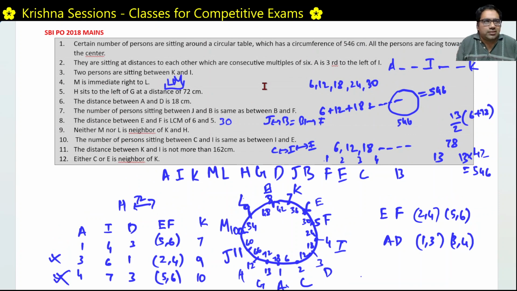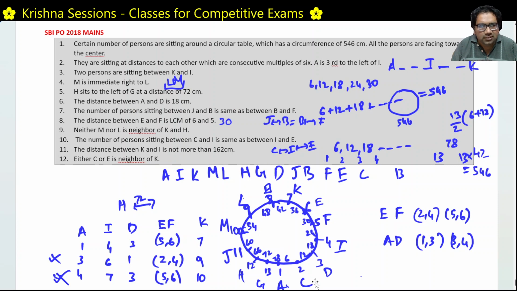So this is the overall structure. What he is saying: A is sitting third to the left of I. A is 1, 2, 3. This is satisfied. Two persons are sitting between K and I. 1, 2. So that is satisfied. M is immediate right to L. H sits to the left of J at a distance of 72. Distance between A and D is 18. Number between J and B is equal to B and F. J and B is 2 in between. B and F is also 2 in between.